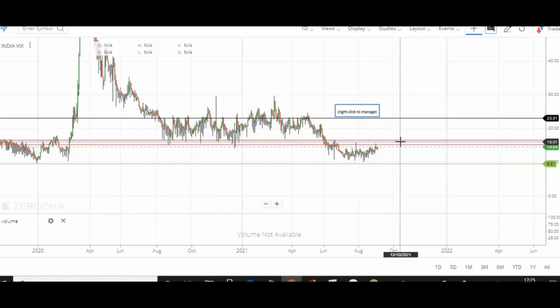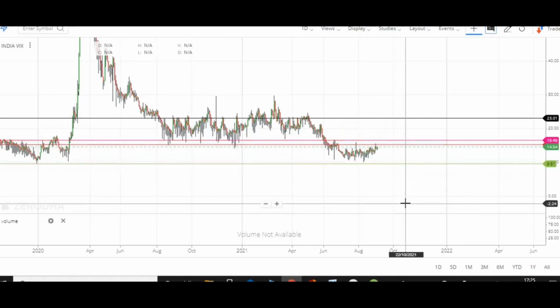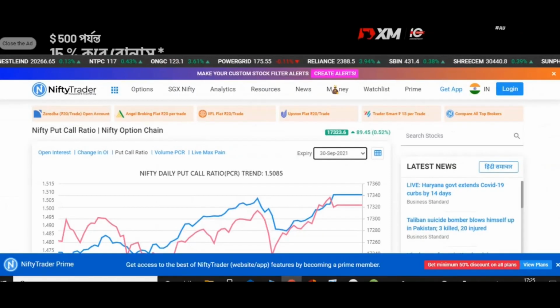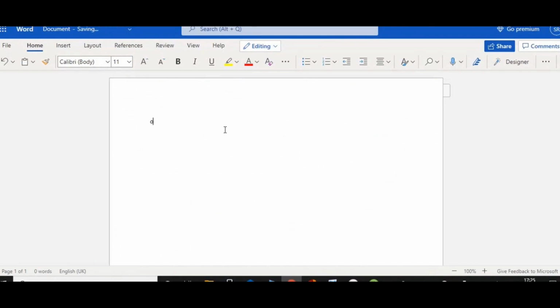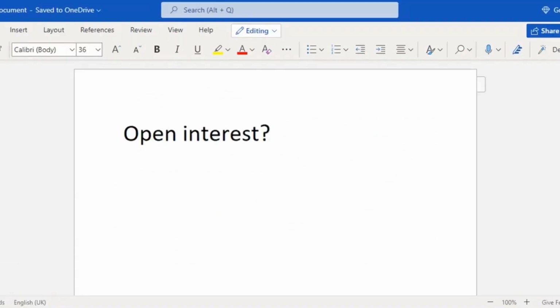So we will observe when that happens. And for today, we will understand open interest. So what exactly is, okay, let me increase the font size. So what exactly is open interest?